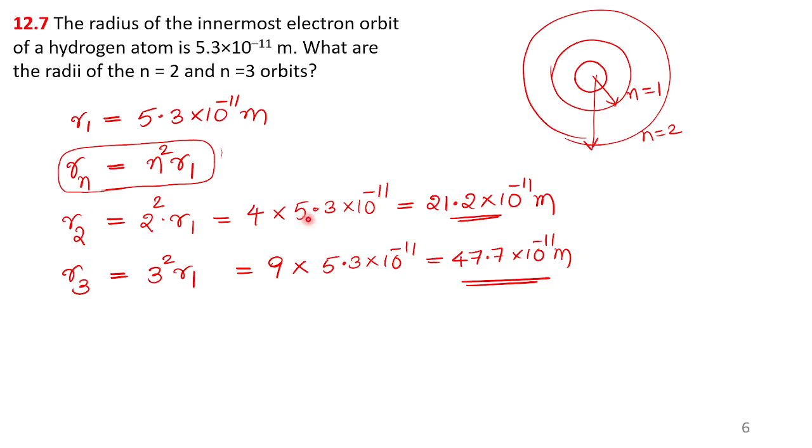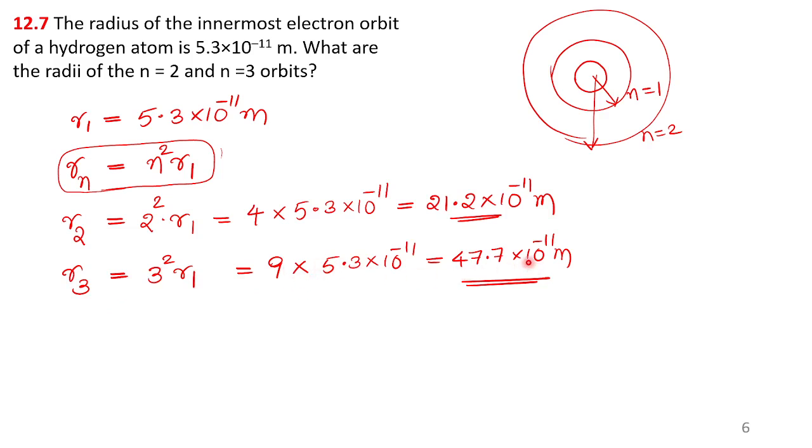Calculation I don't want to discuss. So multiplication gives you the value 21.2 into 10 raised to minus 11 meter. This formula is used: Rn equal to n square into R1. Then R3 we have to find out. How much radius for the third orbit? R3 equal to 3 square into R1, that is 9 into R1, which will be this value.